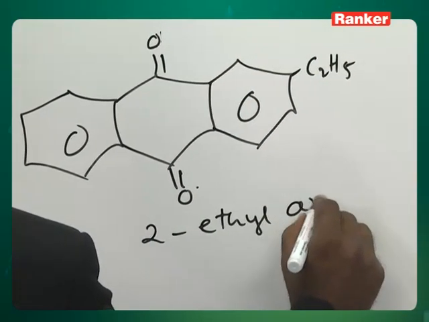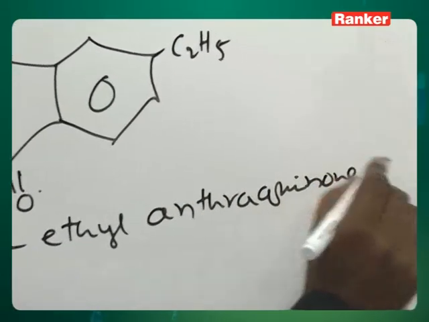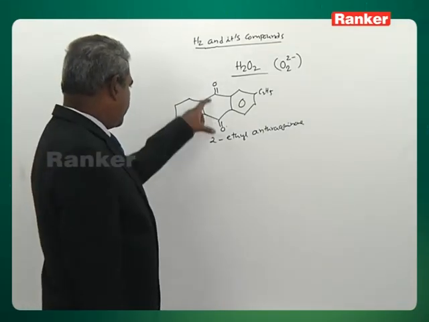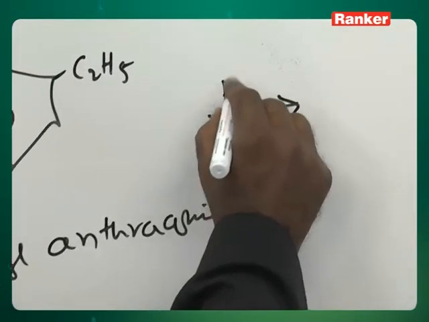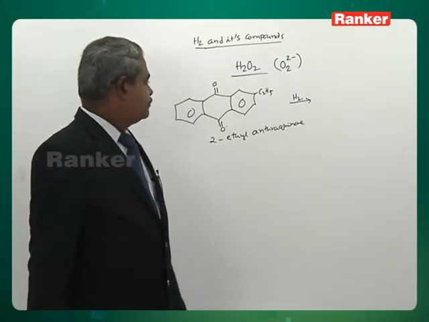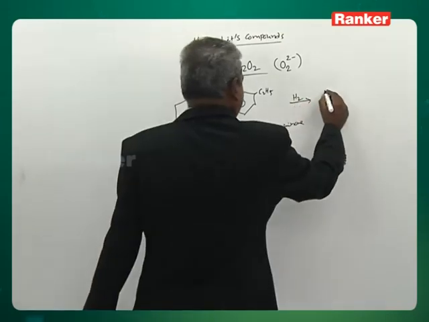2-ethyl anthraquinone, a ketone. You just heat that with hydrogen, H2, of course in the presence of palladium. What will happen? You will get 2 OH here.